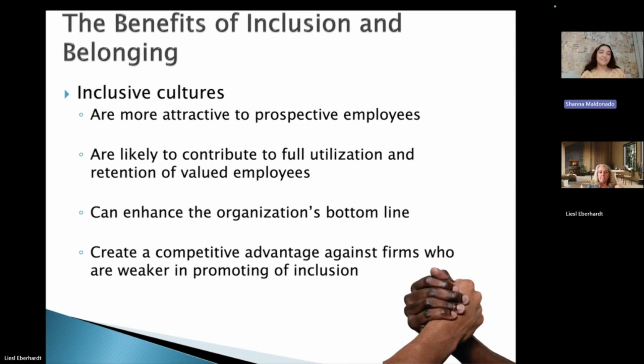And so, on the benefits of inclusion and belonging, inclusive cultures carry real, measurable benefits. They are more attractive to prospective employees. They support better retention and full utilization of talent. They genuinely enhance the bottom line and they create a competitive advantage over organizations that are weaker at fostering inclusion.